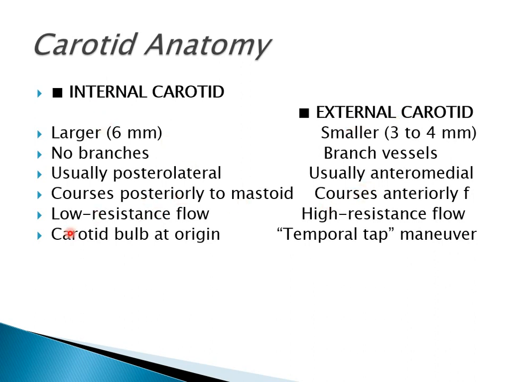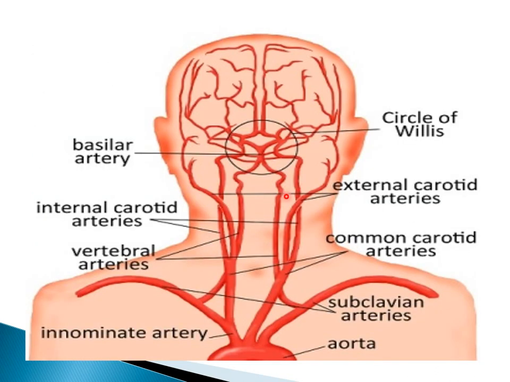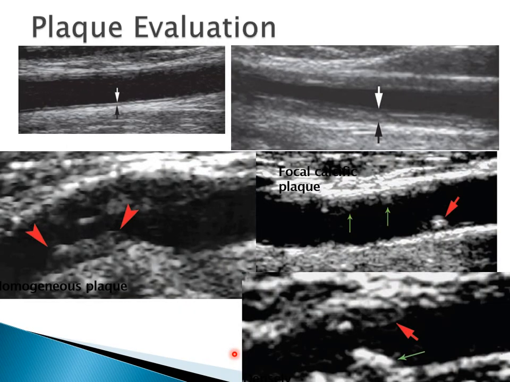The internal carotid artery, as we said, has low resistance flow, and the external is high resistance. Identification of the internal carotid artery is sometimes difficult in some patients. You have a temporal tap. You do this maneuver to identify the external carotid artery. You will see in pictures. This is the anatomy. We will shift on because you all know about the anatomy of the carotid artery.